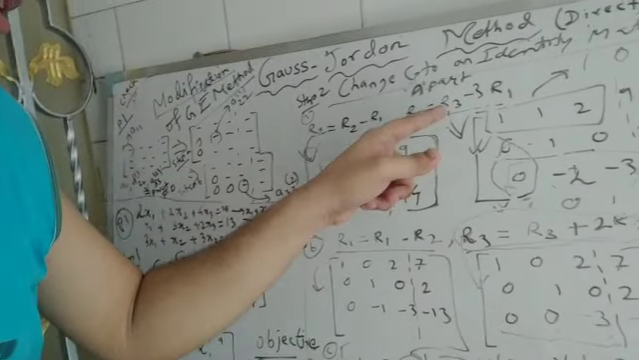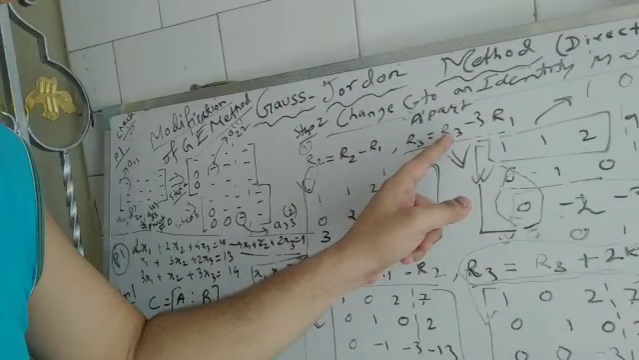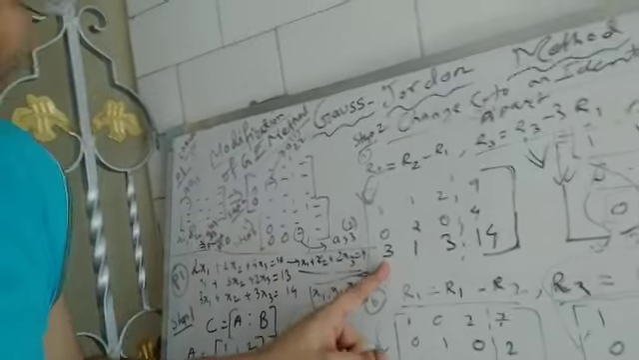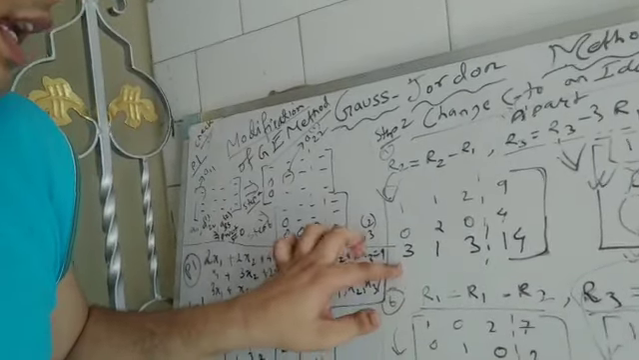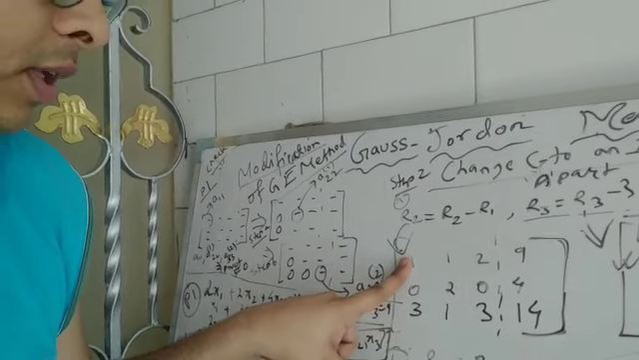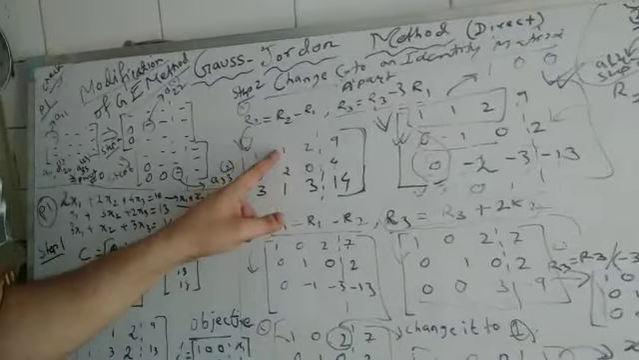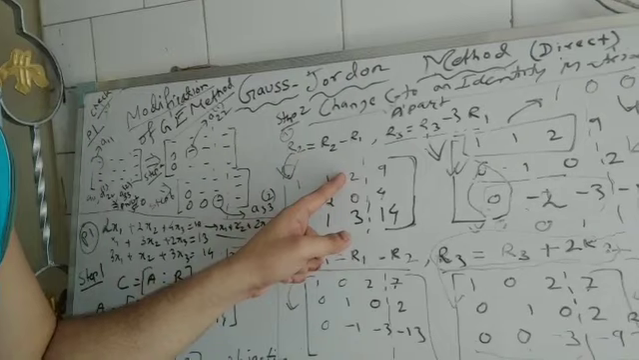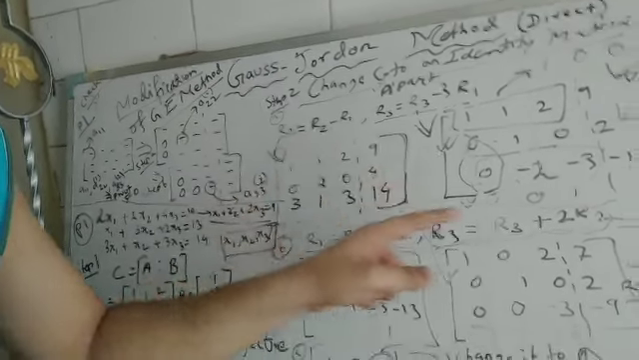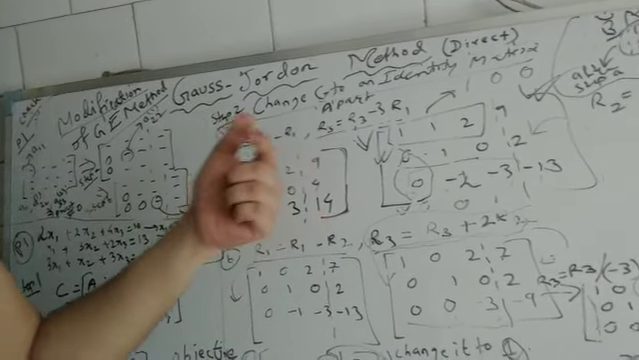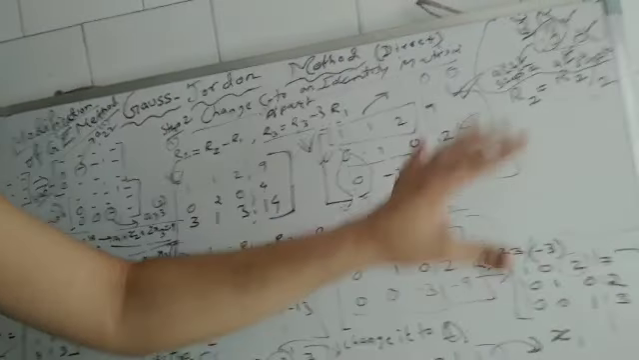Another operation I am doing here involves R3 and R1. R3 minus 3R1, and the one I want to modify is R3. So if I do that, 3 minus 3 into 1 is how much? 3. So 3 minus 3 is how much? 0. Now 1 minus 3 into 1, how much? Minus 2. 3 minus 3 into 2, how much? 6. So 3 minus 6 is how much? Minus 3. Now 14 minus 9 into 3 is 27. So 14 minus 27 is how much? Minus 13. Okay, so this much I have done.